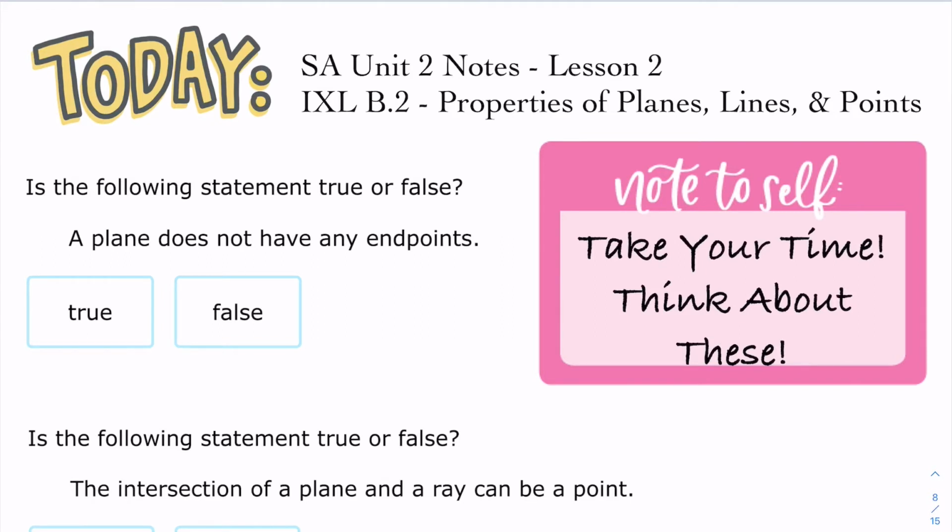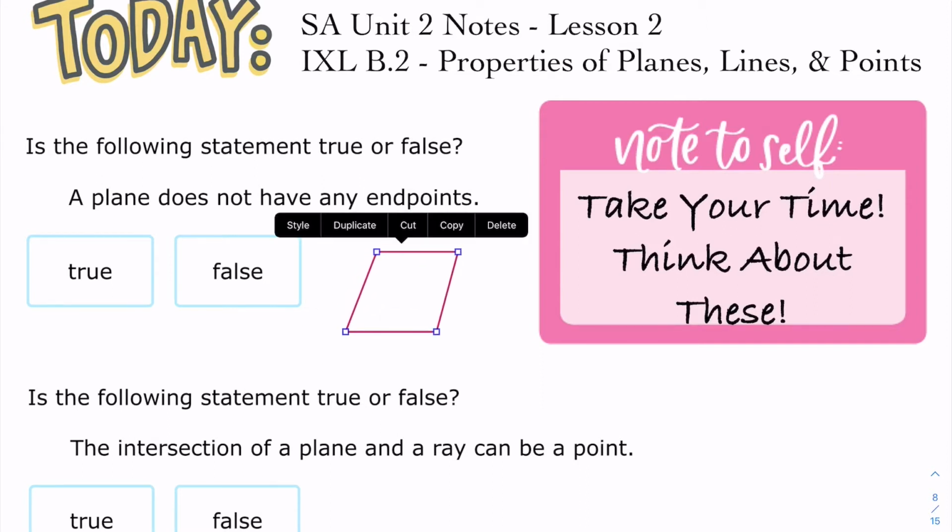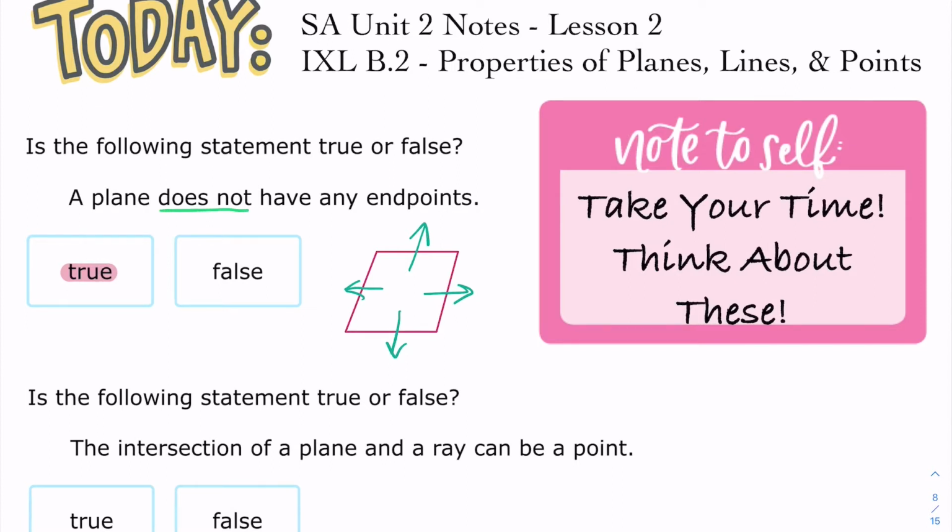A plane does not have any endpoints. Remember what a plane is. It's something that goes on forever in all different directions, and it doesn't have endpoints. The only things that have endpoints are rays and segments. So the answer for this one is false. Oh wait, I'm sorry. It does not have endpoints. That is a true statement, because it does not have any endpoints.